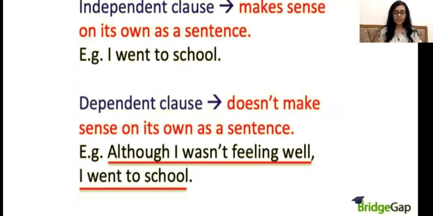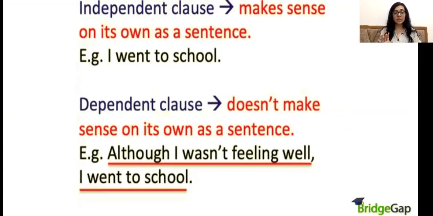So just to sum up your understanding of independent and dependent: independent makes sense on its own as a sentence. Example, I went to school. And dependent doesn't make sense on its own as a sentence. Although I wasn't feeling well, I went to school. "I went to school" is independent, but this dependent part depends on the last part. I cannot separately use "although I wasn't feeling well", then what? What is the next information? What is the complete information? So "although I wasn't feeling well" depends on "I went to school". Hence it is a dependent clause. I hope we are pretty clear so far. If not, take a pause, take your time, recall all the understanding and then go ahead.